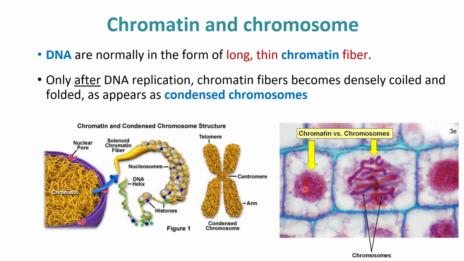So we can see chromatin here is just loosely packed in. You have a bunch of different fibers. And then here we can see it's more organized into this condensed chromosome structure that's ready for cell division.